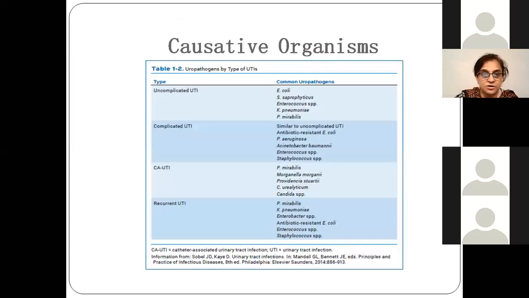So what are the causative organisms? See here, they are grouped according to the type of infection they cause: complicated UTI, uncomplicated, catheter associated, and recurrent UTI. Now look, you can see the names of the organisms.